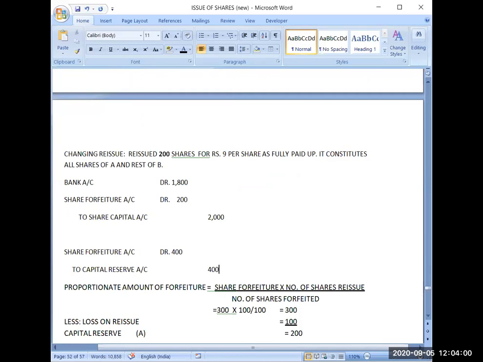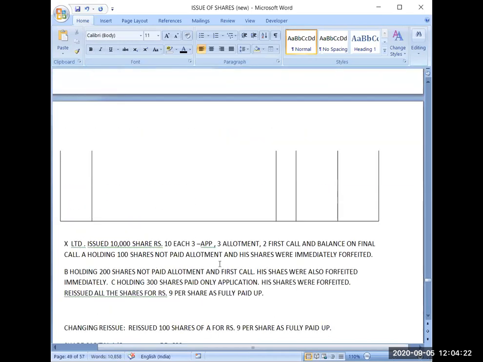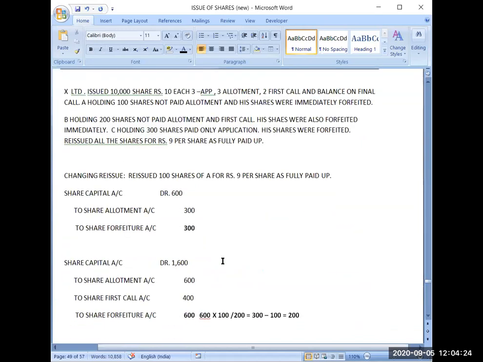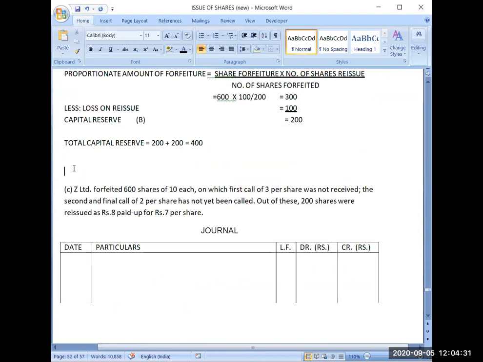So 2-3 important points we have discussed. One is, if the shares are forfeited in between, then you will have to do separate entries for forfeiture. One more point, a very important point in the same question. One entry I am doing here, you will tell me its amount.